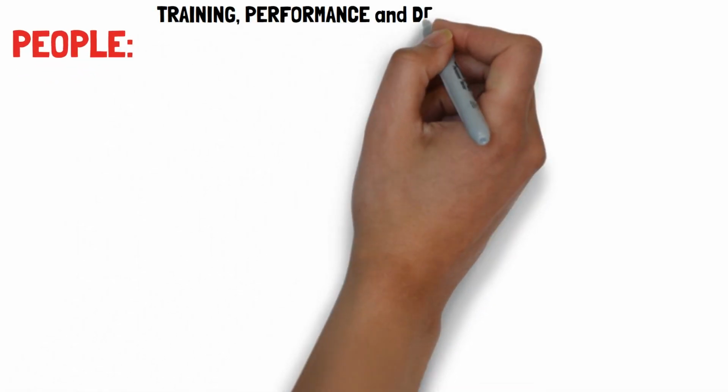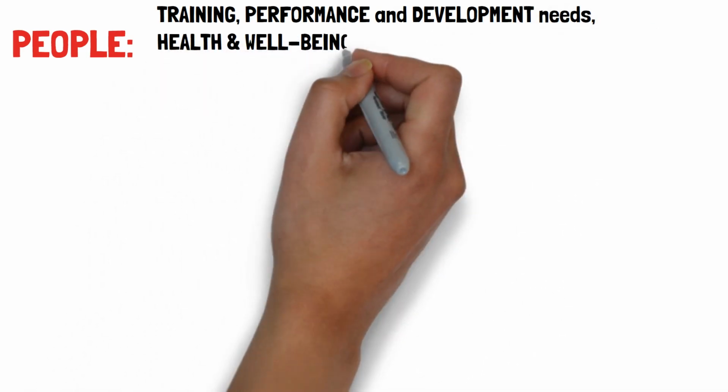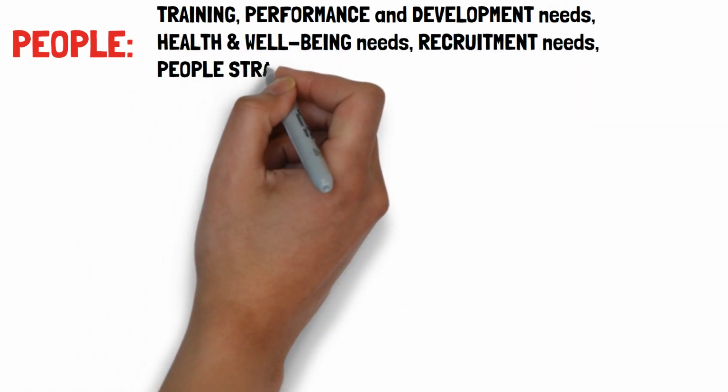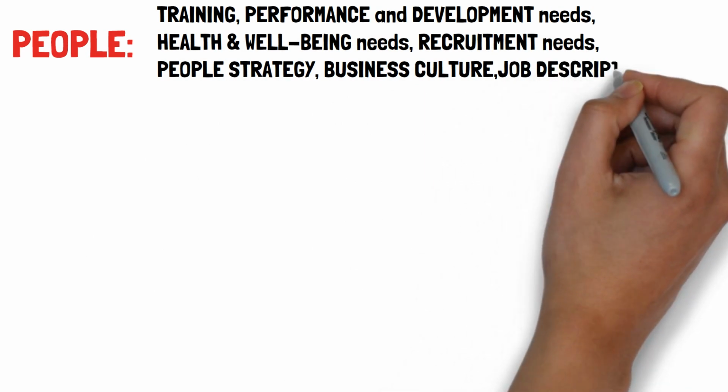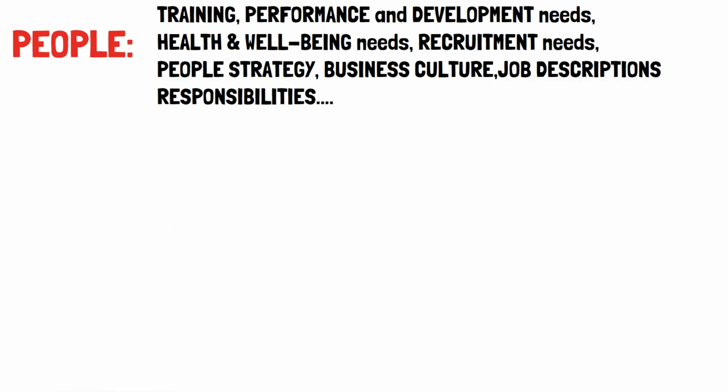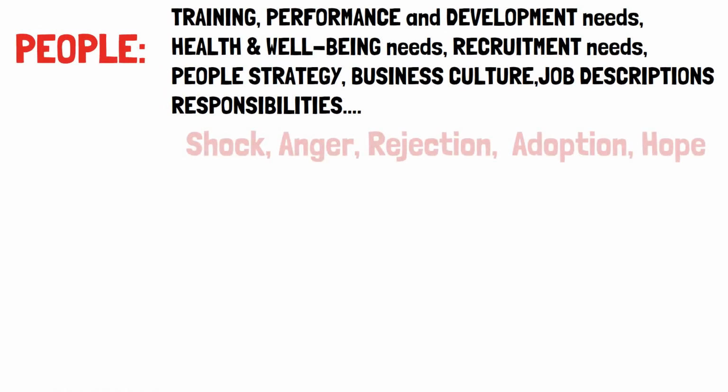This domain is best used for an analysis of operational roles which help carry out the processes or service being delivered by the business. You can list these out to understand training needs, performance and development needs, health and well-being needs, recruitment needs, people strategy, culture, job description, responsibilities, or even use the SARA model in conjunction with the people domain to understand the emotional aspects of the business change.